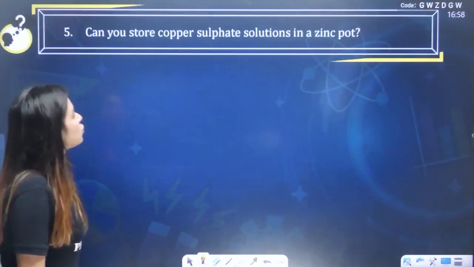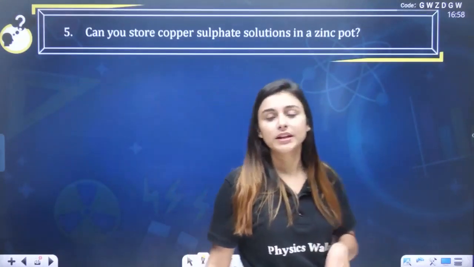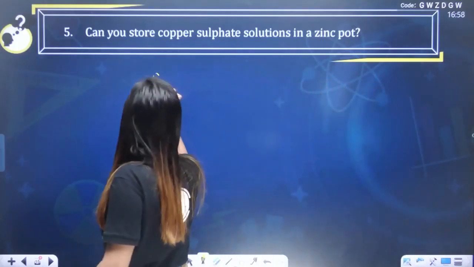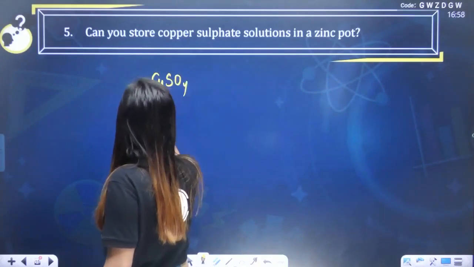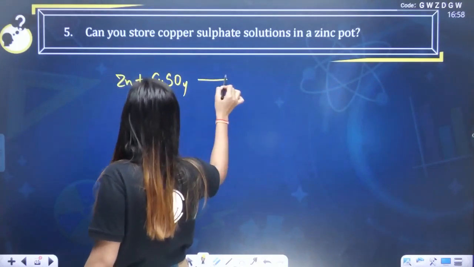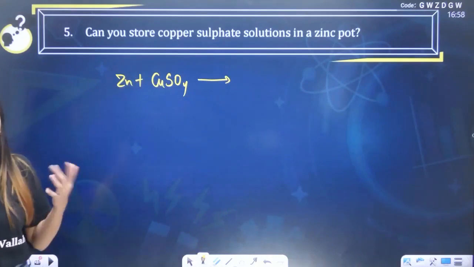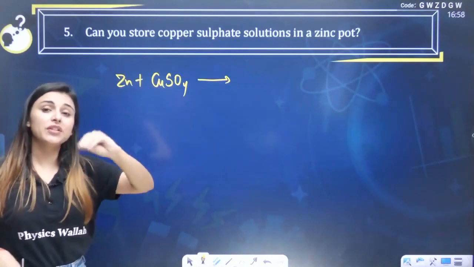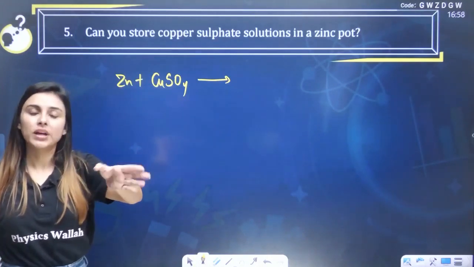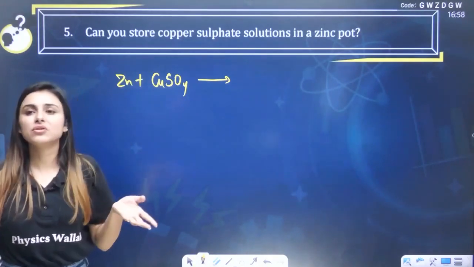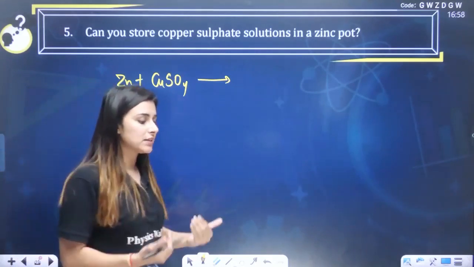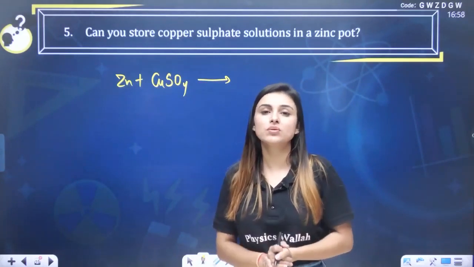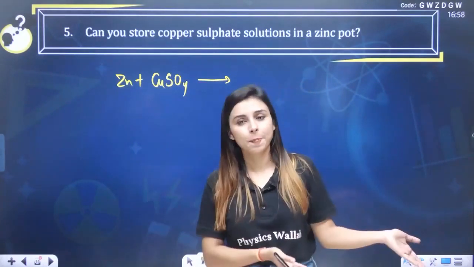Next question says, can you store copper sulfate solution in a zinc pot? This means that you have copper sulfate solution and you have zinc here. Now you just need to tell me whether you can store it or not. See, you have the zinc metal, you have an aqueous solution of copper sulfate. If the reaction takes place, we cannot store. If the reaction is not taking place, we can store, right? As long as the pot is not reactive with the solution, we can store it. So we just need to see whether the reaction will take place or not.